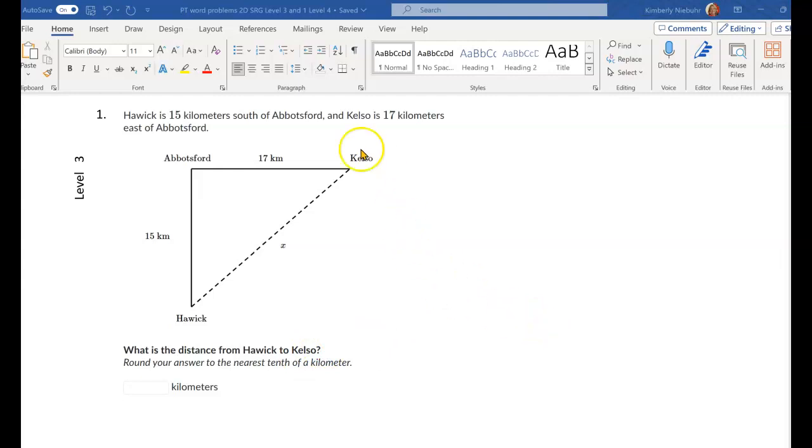We need to look at our right triangle, and it does look like we have 2 legs. We have 2 legs, and we're solving for the hypotenuse, or side C. Round your answer to the nearest tenth of a kilometer. This is a level 3 question.